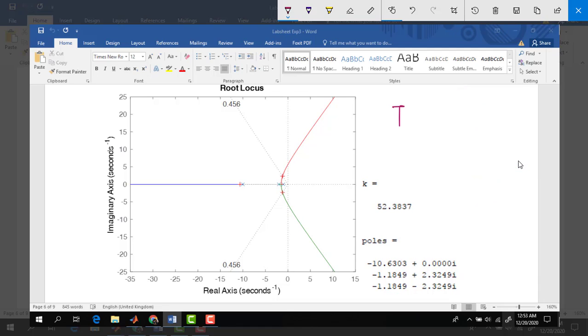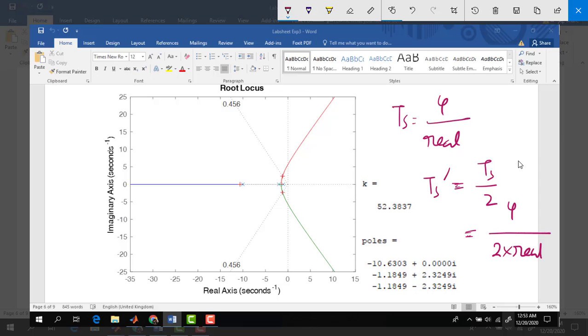We know that settling time is 4 by real. If we want our new settling time Ts prime to be half of Ts, and we just put the value of Ts here, we can see that to achieve our desired result of a new settling time which is half compared to the previous, we will need to multiply the real part of this pole by 2. So if this is the original pole, now we will need to multiply it by 2.